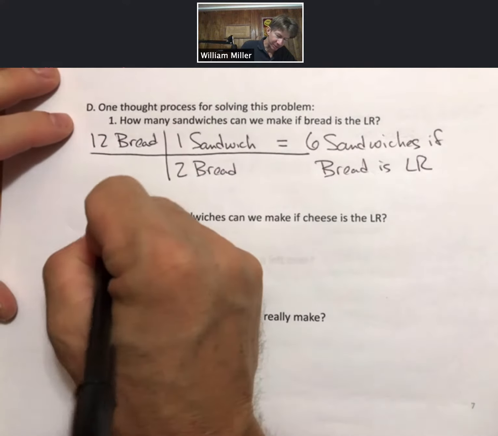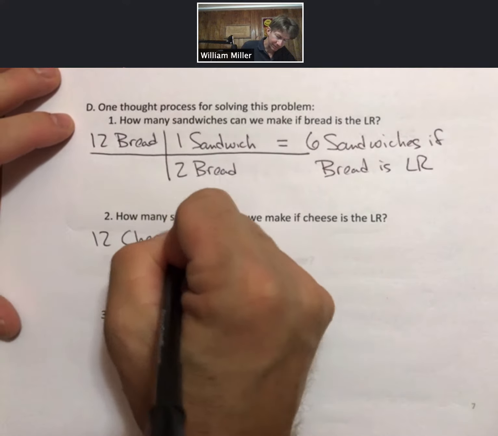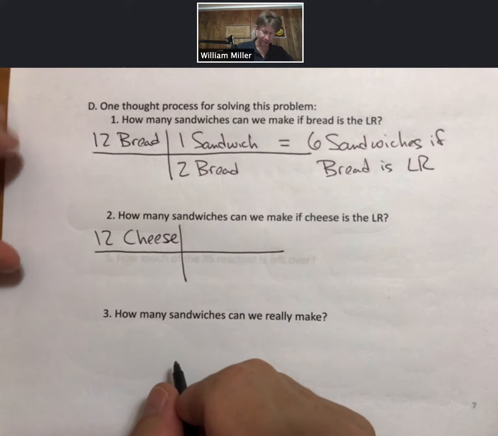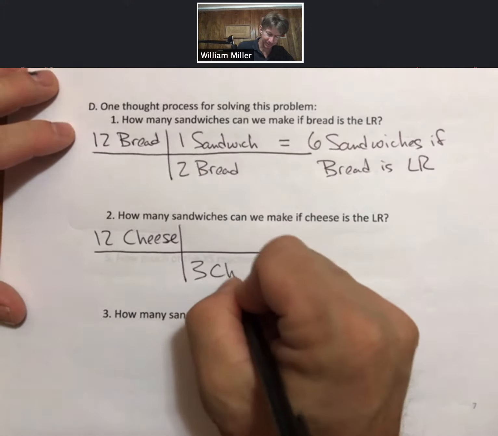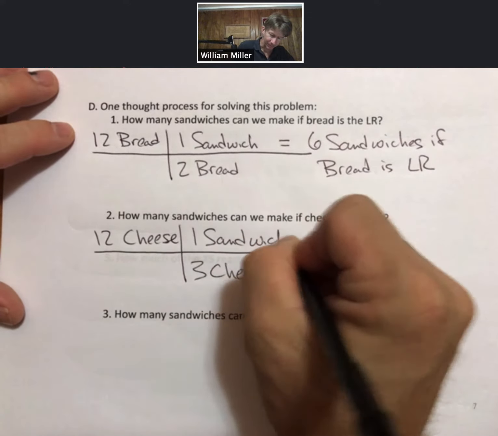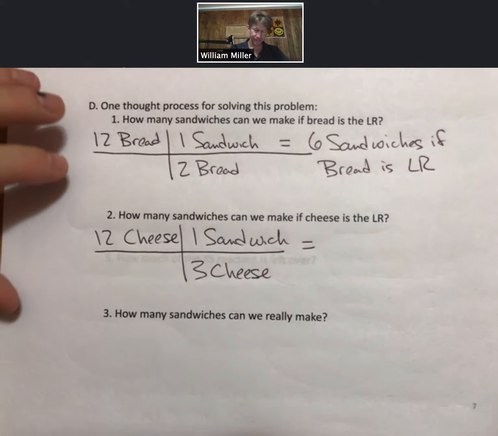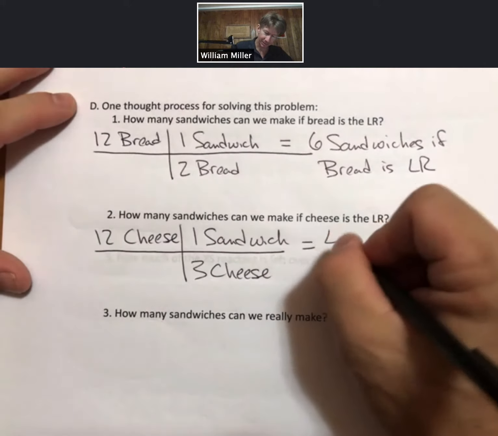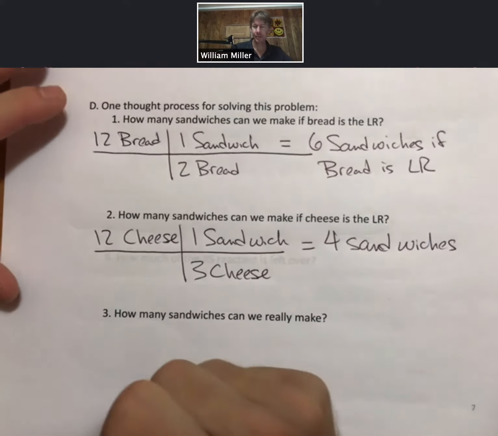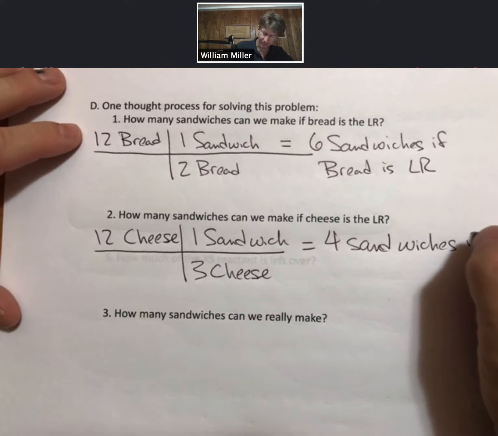Now, if we have 12 cheese, and it takes, oh yeah, that's right, it takes 3 cheese to make one sandwich, then we can make 4 sandwiches if cheese is the limiting reactant.